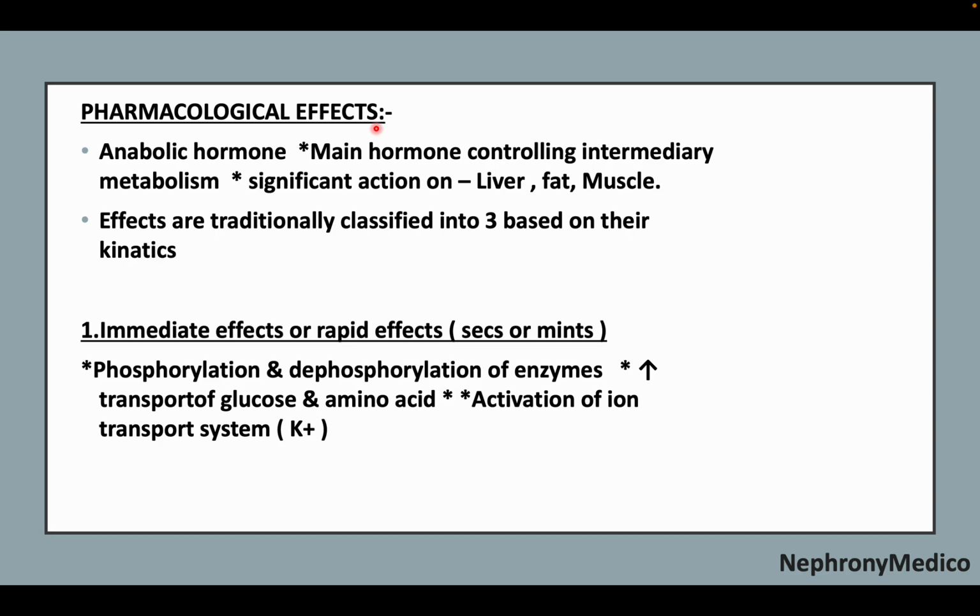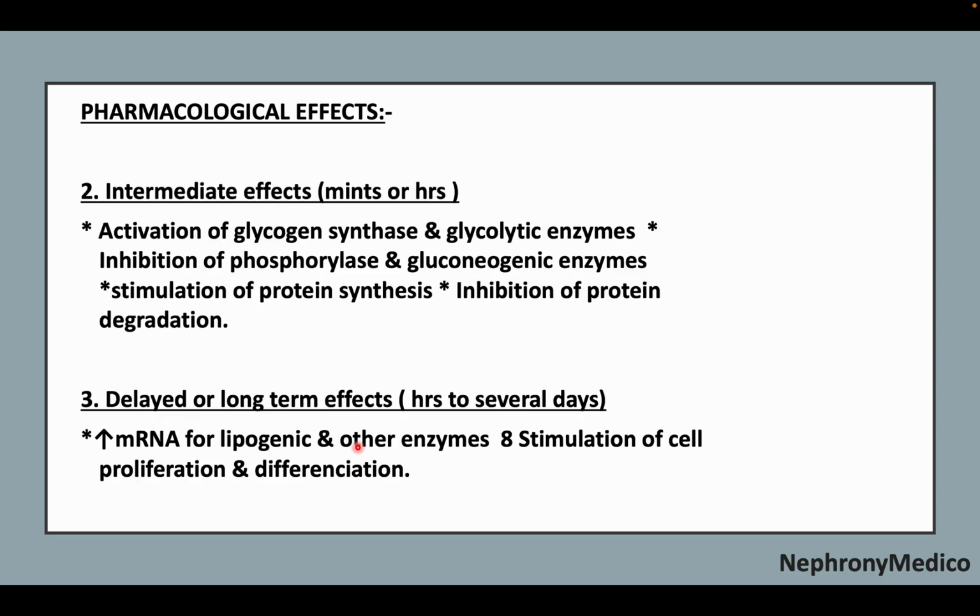Now, pharmacological effects. It is an anabolic hormone which controls intermediary metabolism. The effects are traditionally classified into three based on their kinetics. First, immediate effects are rapid effects: phosphorylation and dephosphorylation of enzymes leading to increased transport of glucose and amino acids and activation of the ion transport system. The intermediate effects include activation of glycogen synthesis and glycolytic enzymes, inhibition of phosphorylase and gluconeogenic enzymes, stimulation of protein synthesis, and inhibition of protein degradation. The delayed or long-term effects include increased mRNA for lipogenic and other enzymes and stimulation of cell proliferation and differentiation.